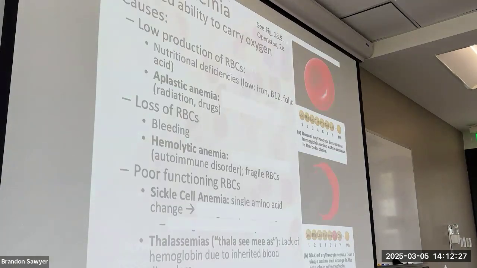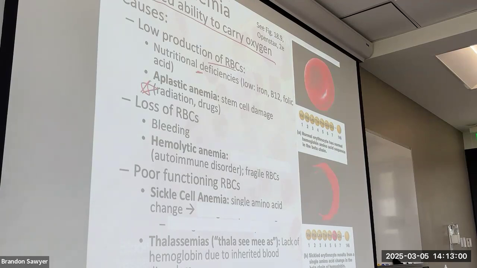Okay, so anemia, we've got some examples here. The bottom line is that for some reason you have a reduction in your ability to carry oxygen. It could be because you're not making enough red blood cells. This could be a nutritional deficiency. It could also be damage to your stem cell population. That's called aplastic anemia. Plasticity means making new of something, so aplastic means you're not making them. So stem cell damage can cause that.